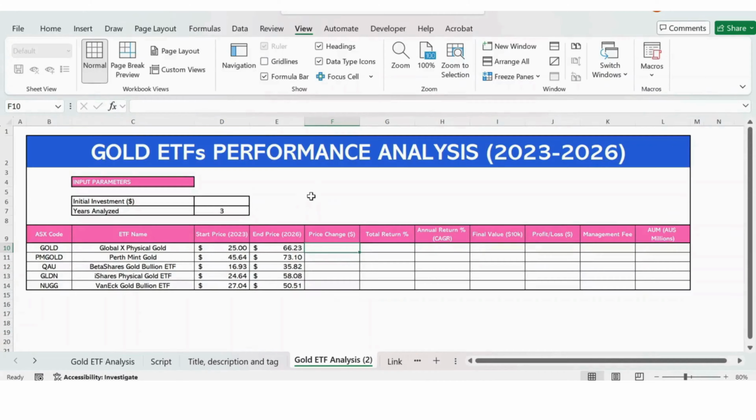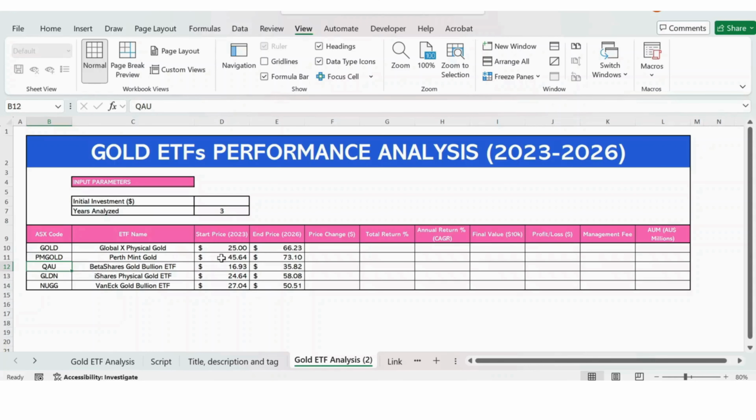Gold has hit record highs in 2026, crossing $3,000 per ounce for the first time. If you're an Australian investor, you've seen ETFs like GOLD, PMGOLD, and QAU skyrocketing. But most people just look at the price chart and have no idea how the actual numbers work.